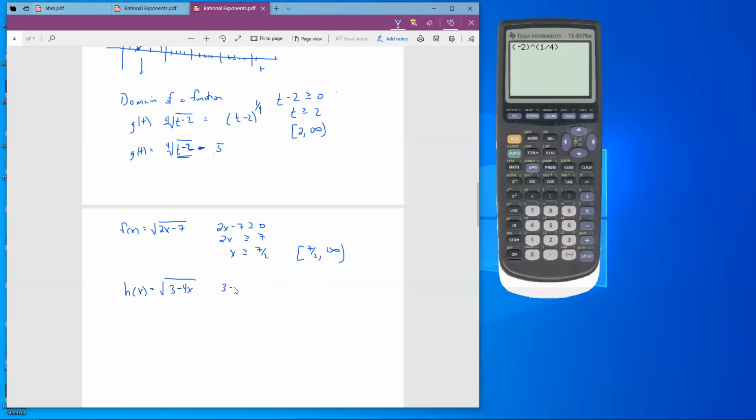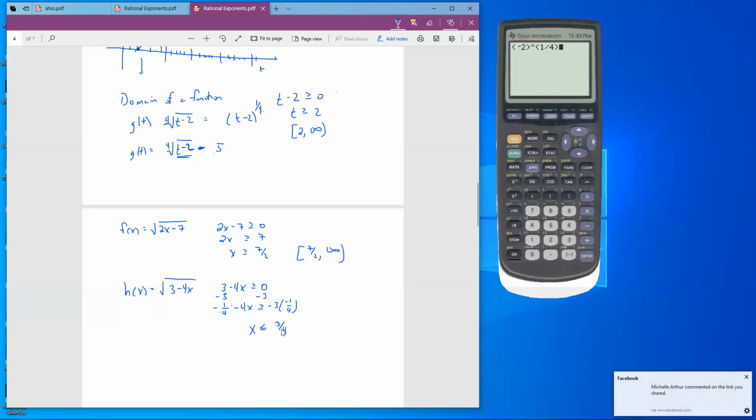So we're still going to follow the same algorithm. Whatever's inside the radical here has to be greater than or equal to 0. If we subtract 3 from both sides, we get negative 4x greater than or equal to negative 3. Then I want to multiply both sides by a negative quarter, which cancels out my 4's. But what's the rule when I multiply across an inequality with a negative sign? You have to flip the sign. So in this case, x could be any number smaller than 3/4.